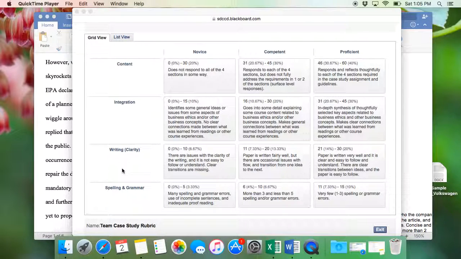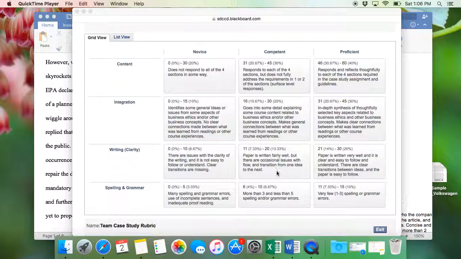Writing or clarity has to do with how well the paper flows together. This is particularly important since you have multiple writers on this assignment. The editor should help with improving writing and clarity by reviewing all the sections to make sure they flow together and make sense. A proficient paper will be very well written and easy for the reader to follow and understand. There's clear transition between ideas, and I know what to expect as the next section appears.